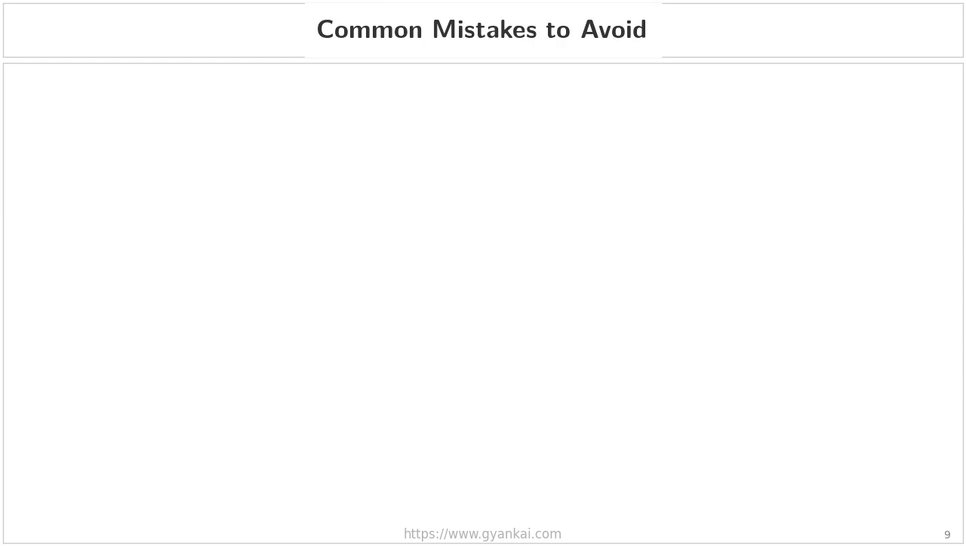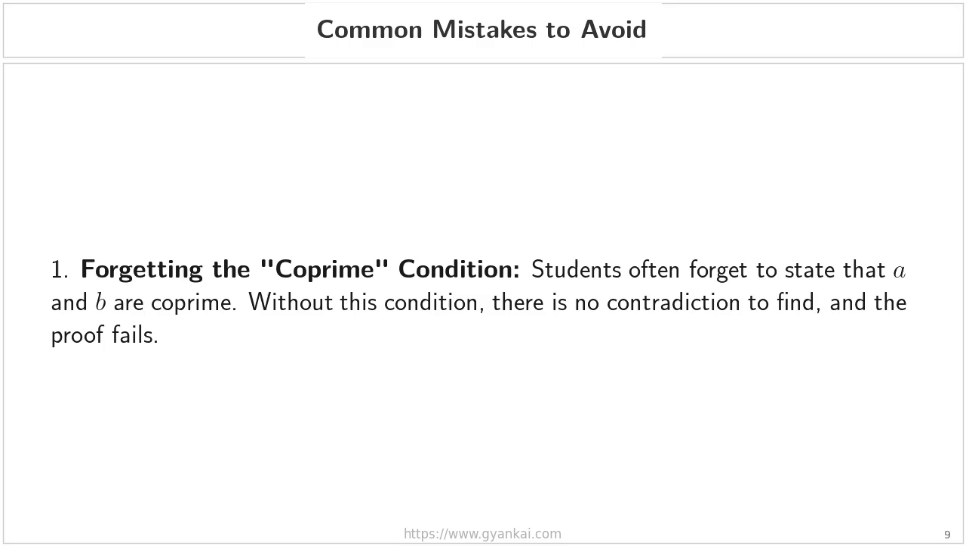Common mistakes to avoid. First, be very careful not to forget the coprime condition. Throughout our proof for the square root of 3, we relied heavily on the fact that our initial assumption stated that A and B have no common factors other than 1. If you fail to state that A and B are coprime, you won't have anything to contradict in the final step. Without that contradiction, your entire proof falls apart.